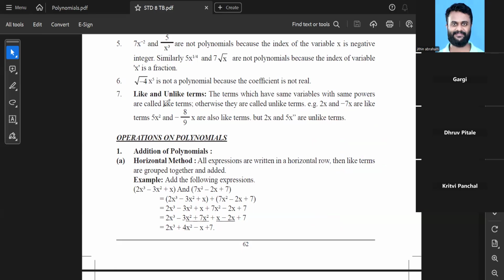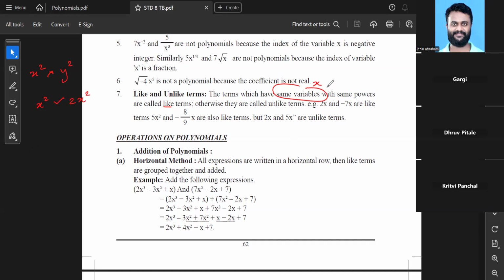So, like terms basically what? The variable should be same, which means x, both should have x, and power should be same. For example, if you have x raised to 2 and y raised to 2, they are not like terms. But if you have x raised to 2 and you have 2x raised to 2, then they are like terms.